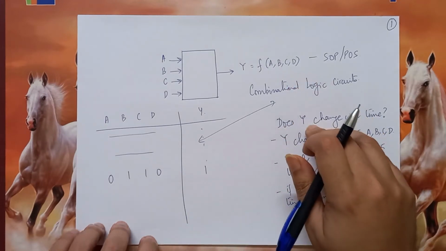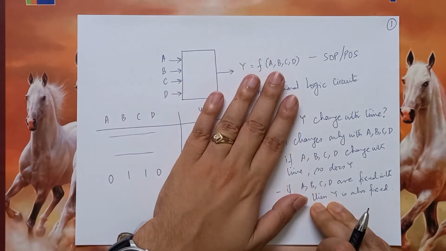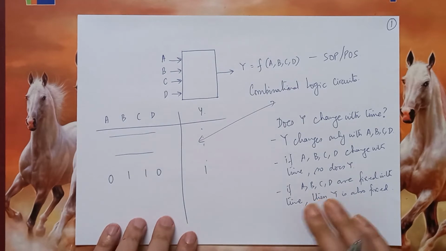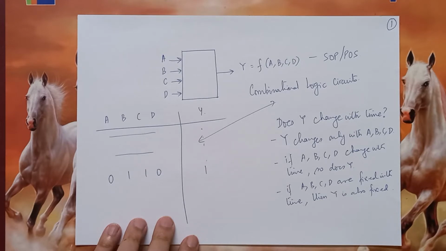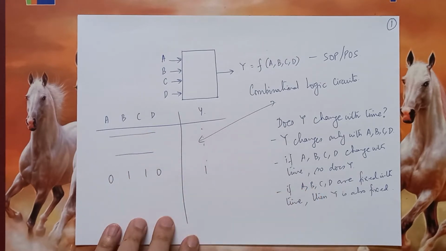So the most important thing to note about combinational logic circuits is that they depend primarily on the input. The notion of time is missing. Furthermore, there is no correlation between multiple combinations of the inputs. So one combination of the inputs decides the output. Whatever the values of A, B, C and D are, only that will decide y, nothing else.